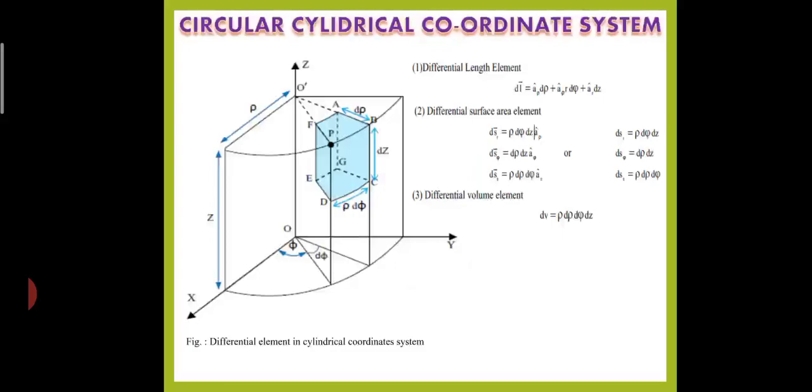The differential lengths in the r and z directions are dr and dz. In the phi direction, d phi is the change in angle phi and is not a differential length. Due to this change d phi, there exists a differential length in the phi direction. This differential length due to d phi in the phi direction is r d phi.